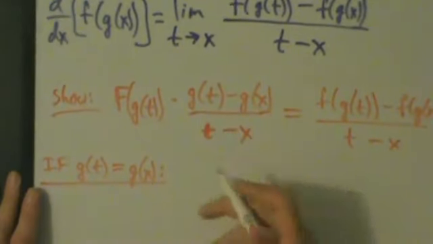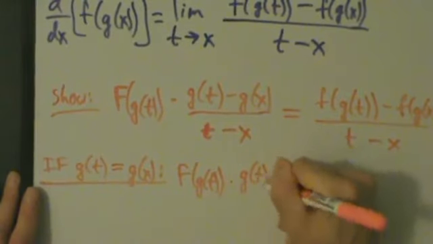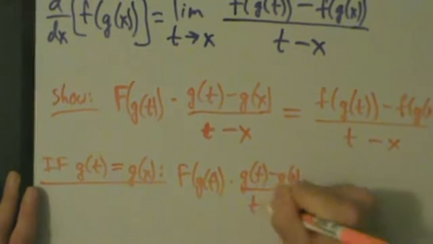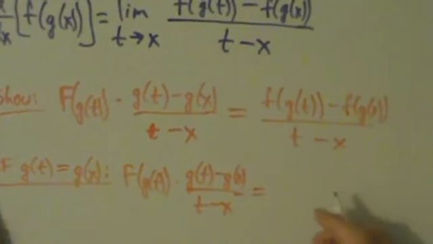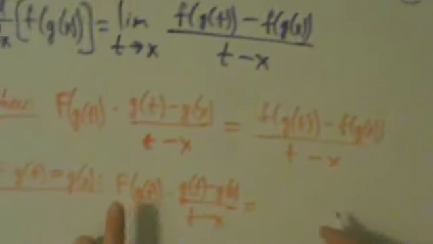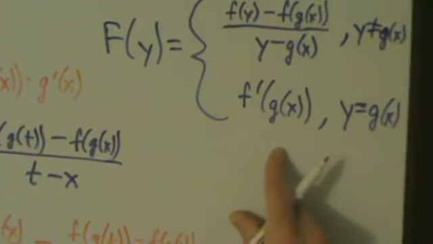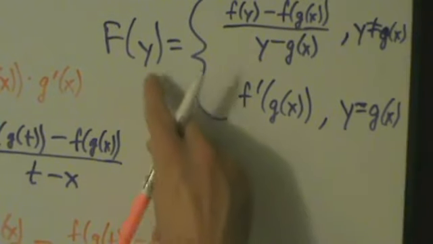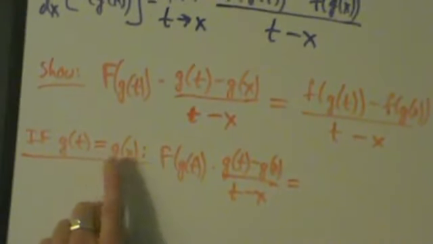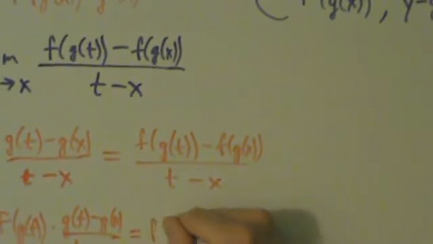So then what we have, this stuff up here, little f of g of t times g of t minus g of x over t minus x equals what? Well, big F of g of t equals little f prime of g of x, because here our y is little g of t, that's our input to the function, and we're assuming that it equals g of x, therefore we're on the second piece now.